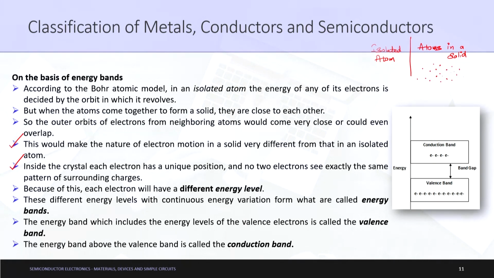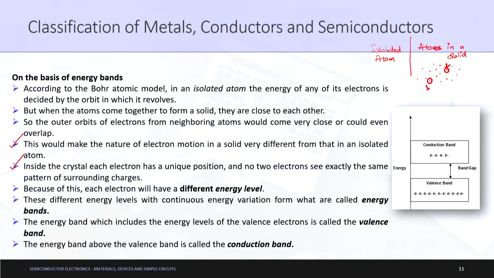Okay. So, what they are trying to say is that the amount of charge this electron receives from the surrounding charges will be different from the amount of charge which this electron will have. Let us say this is electron 1, this is electron 2. This has been explained in this line: inside the crystal each electron has a unique position, quite evident as you can see, and no two electrons see exactly the same pattern of surrounding charges.